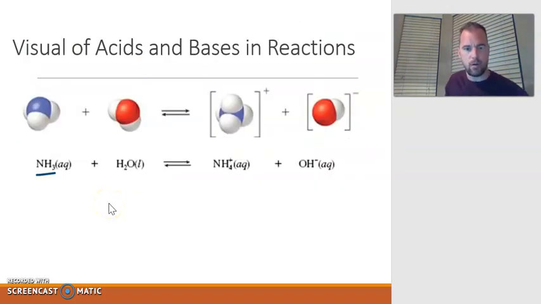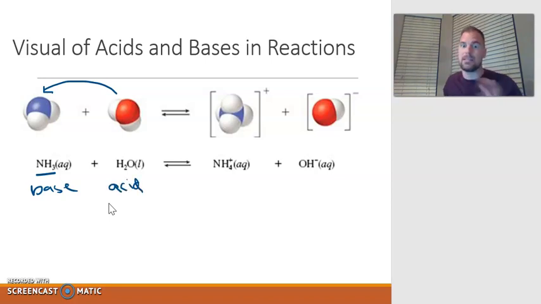And so if we think about ammonia being the base, it's going to accept a hydrogen, which means it's going to accept a hydrogen from water. So the hydrogen is going to come over here and add on to the ammonia. And that means water, in this example, is acting as an acid because it's donating its hydrogen. Do you see that?